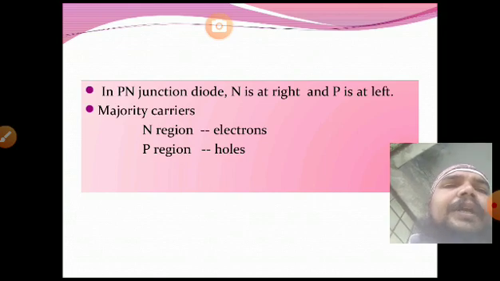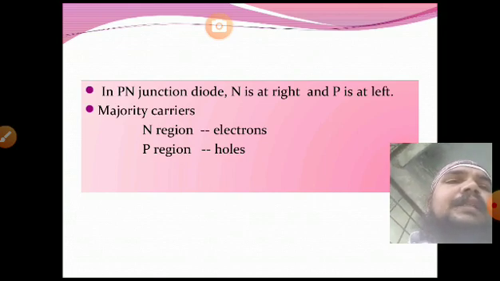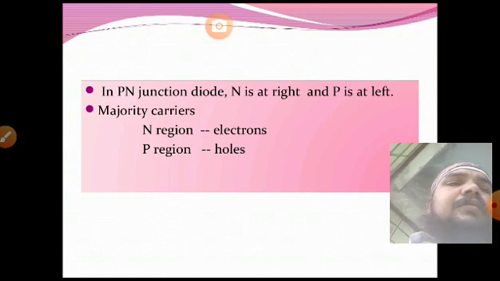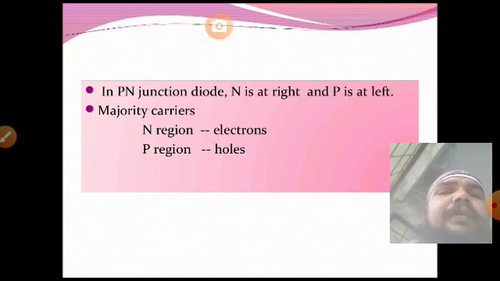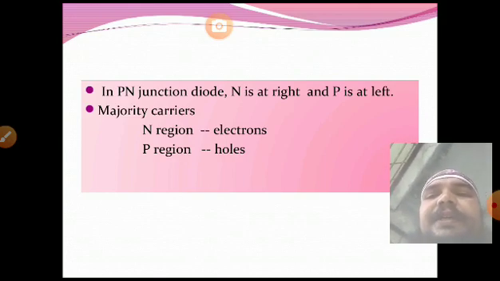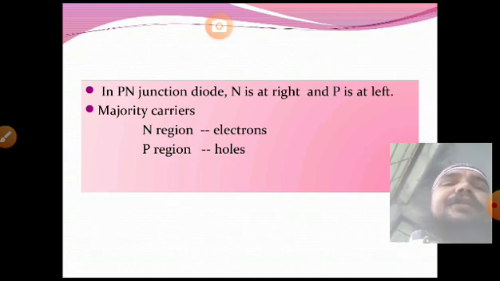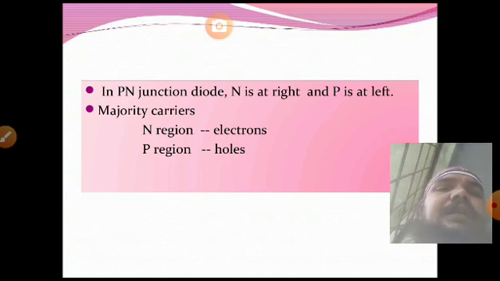In the PN junction diode, the N region is at the right and the P-type semiconductor is at the left. The majority charge carriers in the N-type region are electrons. The majority charge carriers in the P-type region are holes.